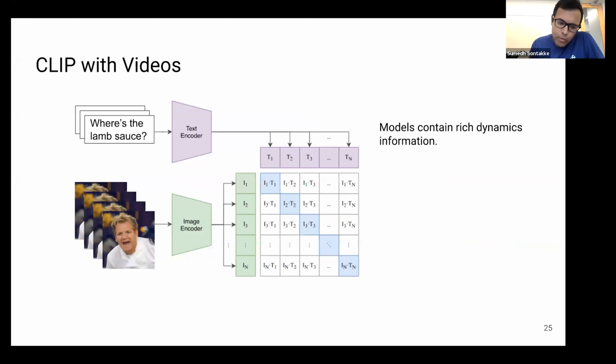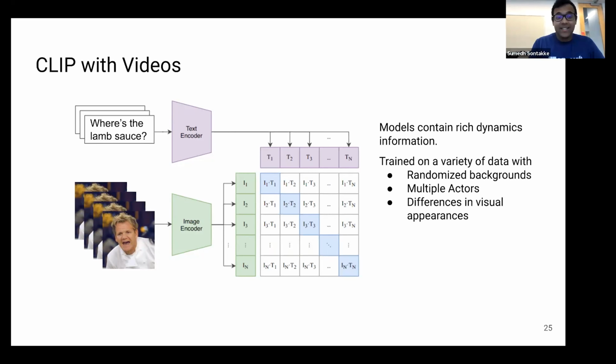And we hypothesize that these models contain a lot of rich dynamics information. And not to mention, they're also semantically aligned, right? So they know what dynamics looks like, what a task looks like. So for example, they have information about what might entail picking up an object, because they've seen videos of humans picking up objects along with semantic labels that describe how to pick up objects.